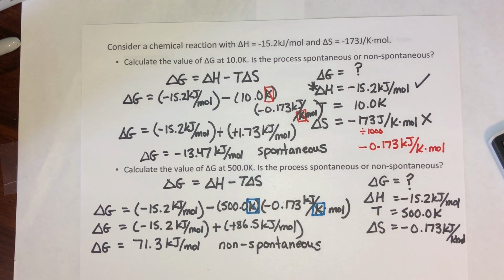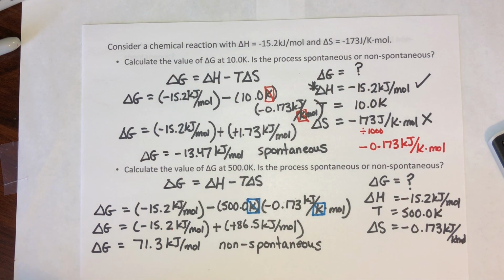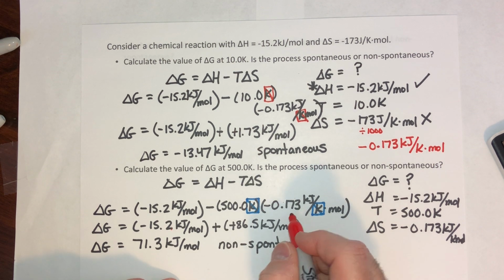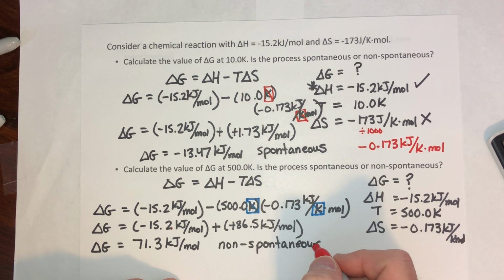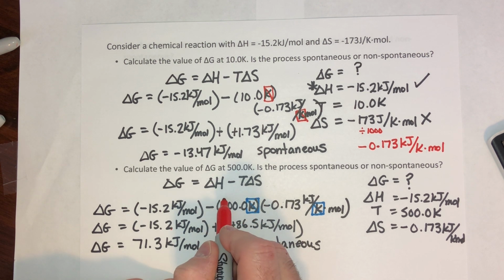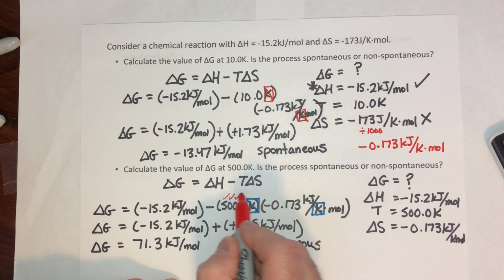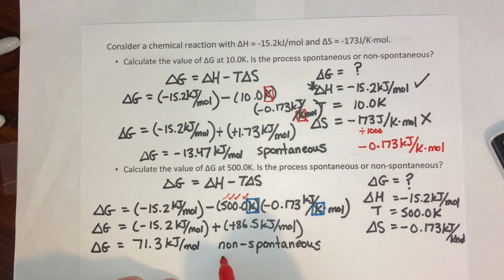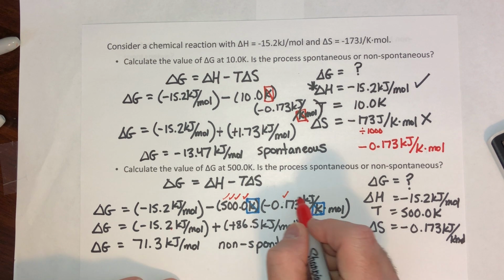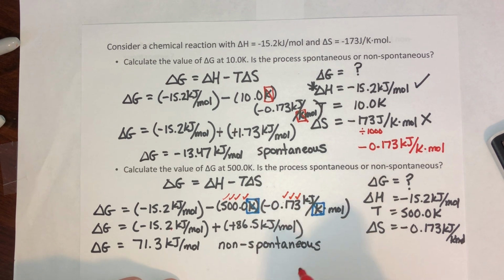Okay, let's talk significant figures for a minute. If you are not worried about significant figures, then the answers I've got are golden. But if you are worried about sig figs, when you are multiplying, you always use the least number of significant figures. So 500.0 has 4 significant figures. The 5, the 0, and the 0. It has 4. The negative 0.173 only has 3 sig figs. The 1, the 7, and the 3.